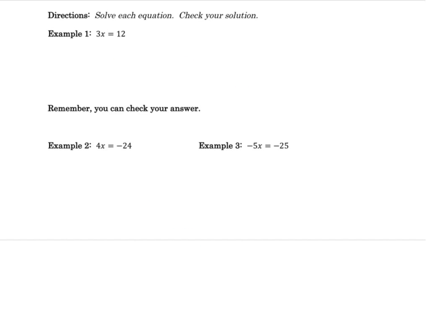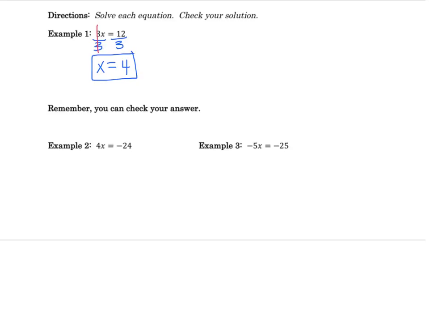So let's read our directions. It states, solve each equation, check your solution. Example 1, it says 3x equals 12. So you want to first identify your operation. 3x means we are multiplying, 3 times x. So we want to undo it by using the opposite operation, which is division. We want to divide both sides by 3. The 3's are going to cancel because 3 divided by 3 equals 1, which leaves us with x. And then 12 divided by 3 gives us 4. So your answer is x equals 4.